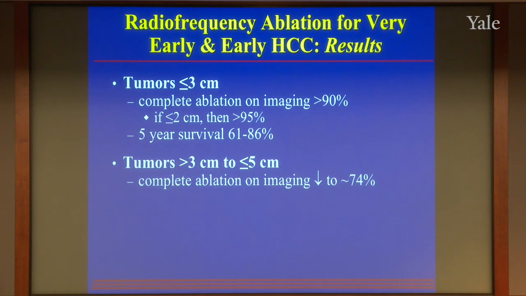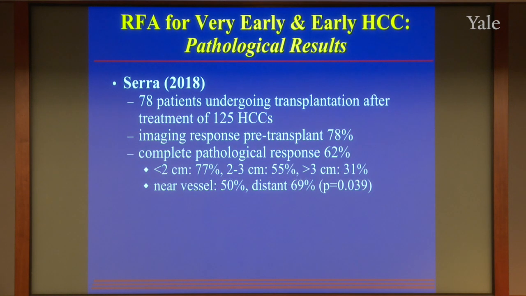It's been described up to 74% on average. Pathologically, the results are less. This is an article from 2018 where they looked at explanted livers for liver transplant. Their imaging response was 78%, pathologic response was 62%, with smaller tumors and those further away from the vessels having more favorable responses.